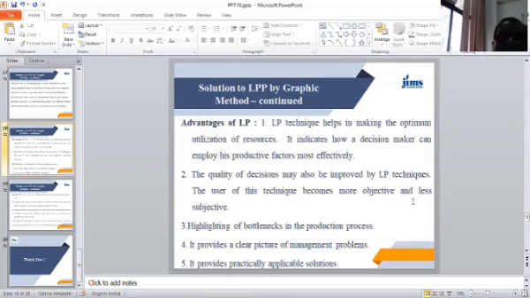This was one of the definitions of linear programming problem. You have seen the condition of unboundedness and infeasibility. So you know the bottlenecks in the process. So highlighting the bottlenecks in the production process and management problems, it gives a clear picture of management problems, and it gives practically applicable solutions.